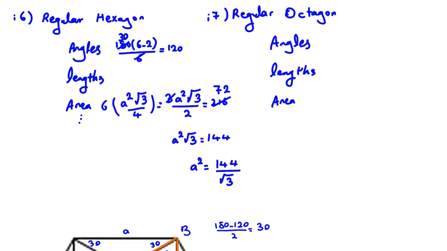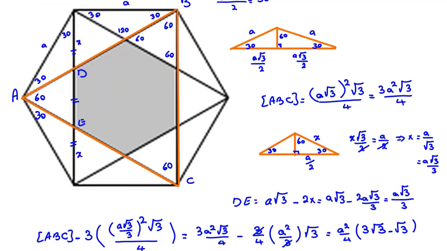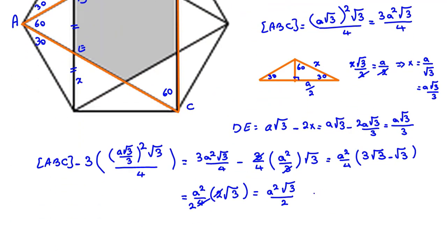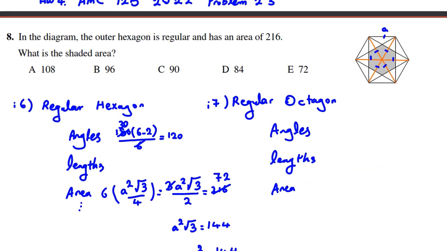We've calculated A squared is what? It is 144 over root 3. So it will be 144 over root 3 times root 3 over 2. And we can cancel, it will be 72. Let's see the choices. Choice E is 72. Okay, so the answer is choice E.